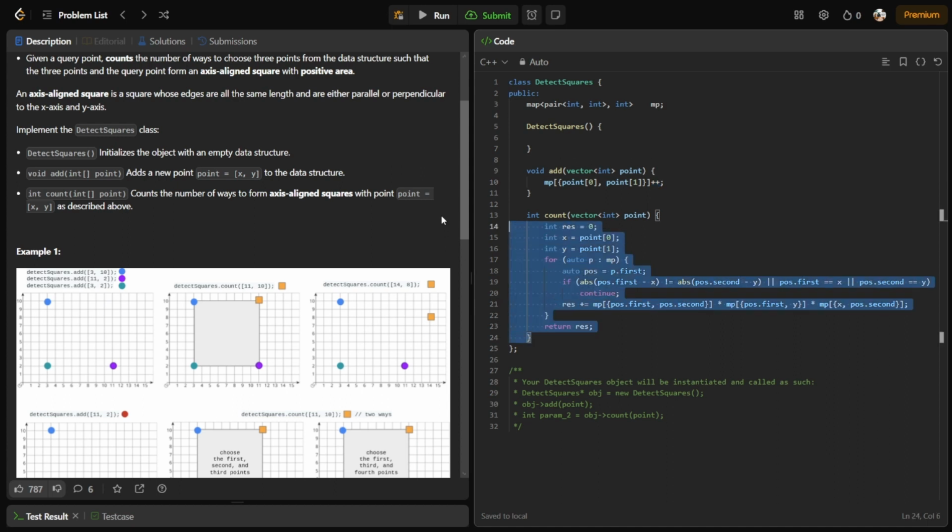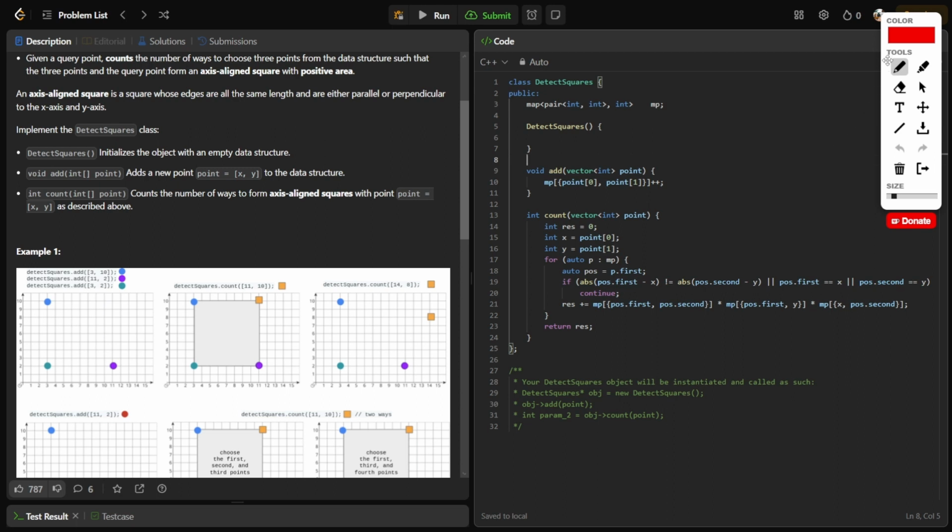In my count function, remember that this point here is the query point. Let me bring up my pencil again. This point here is basically the query x and query y.